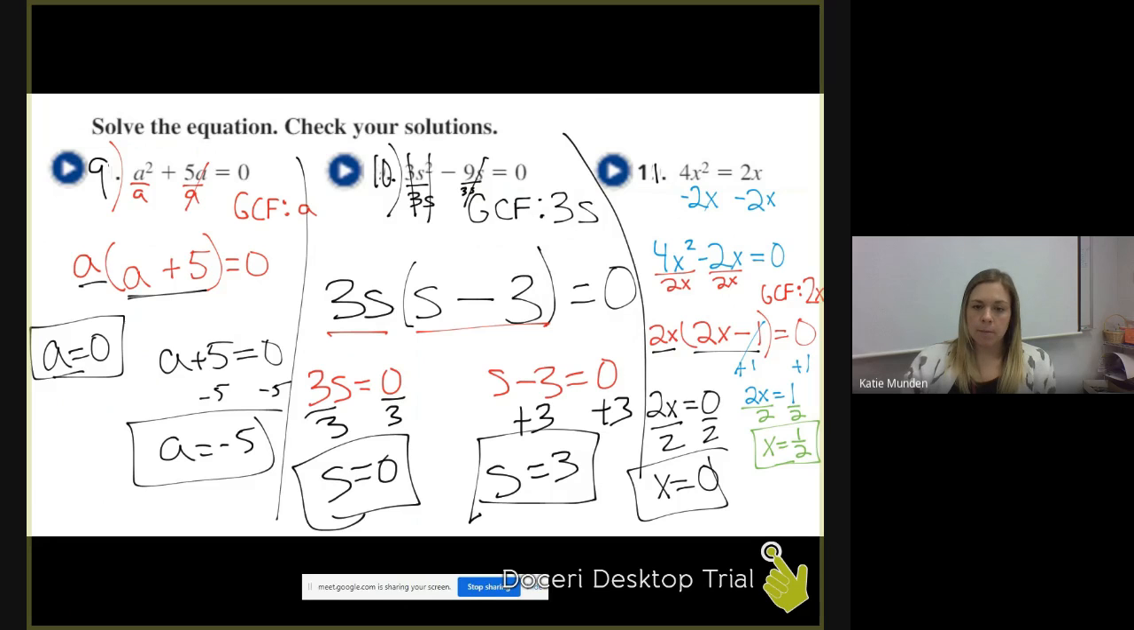Now, plug these bad boys back in. Check your work if you want. When you plug 0 in, you would get 0 equals 0. That's true. When you plug a half in, you would get 1/2 squared, which is a fourth. 4 times a fourth is 1. Equals 2 times a half. Also 1. Good. So they check out. Feeling confident.